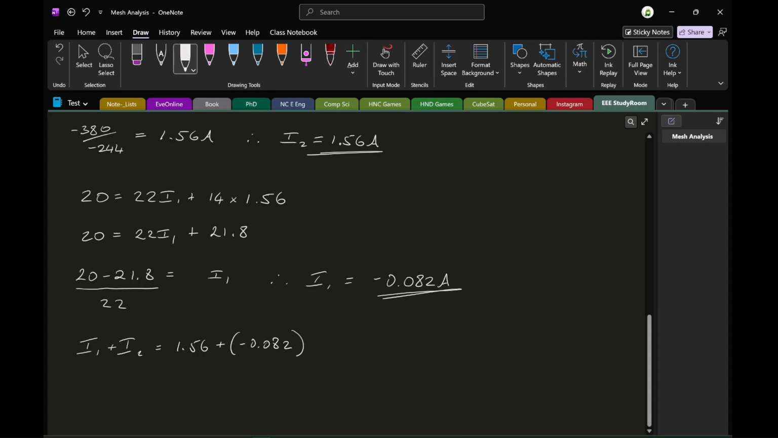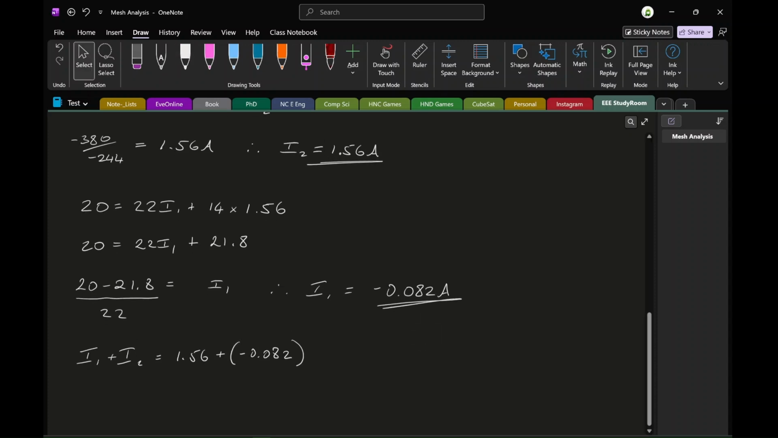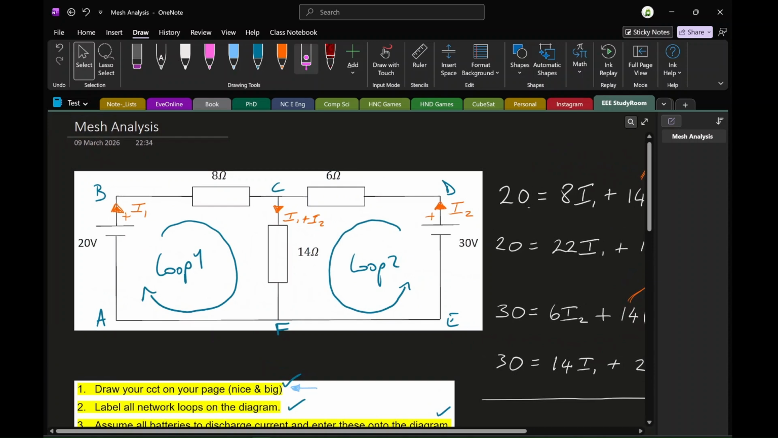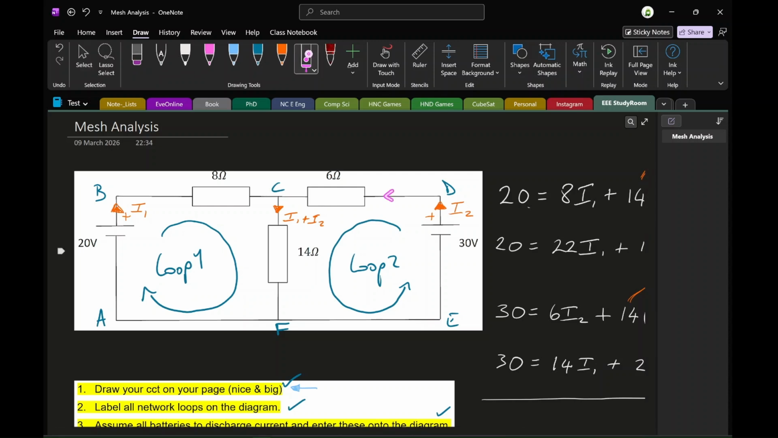Now, it does depend on what you're going to be working out in your circuit. It depends on what your question is asking. In some cases, a question might ask you to calculate only the current flowing through the 6 ohm resistor. It might ask you to calculate the current flowing through the 8 ohm resistor. And likewise, in many cases it asks you to carry out a calculation for the current flowing through the 14 ohm resistor. So it depends on the question and the current being looked at.